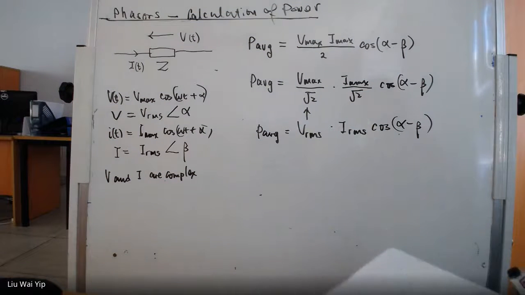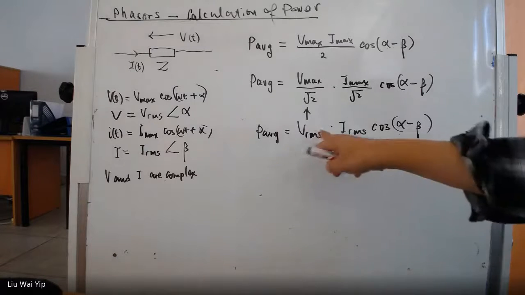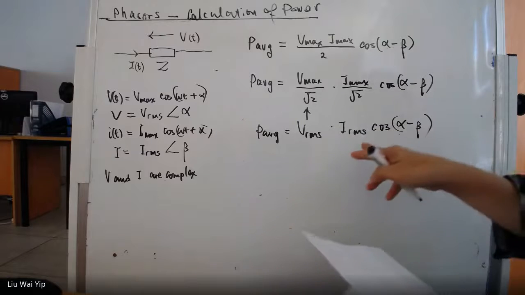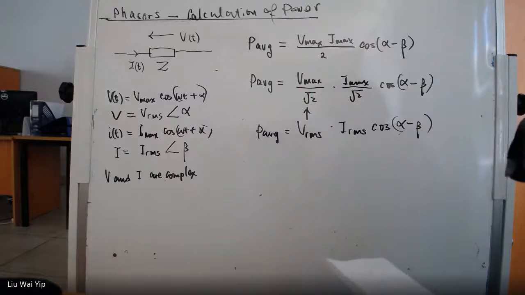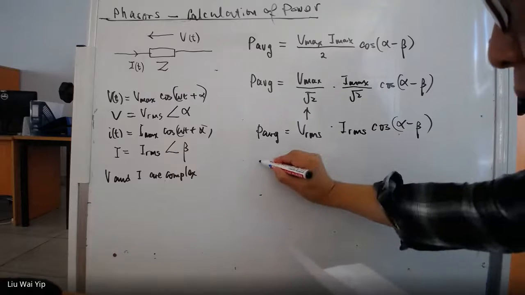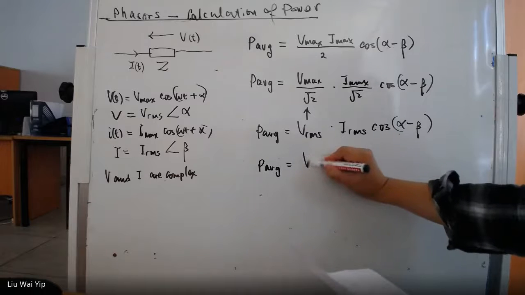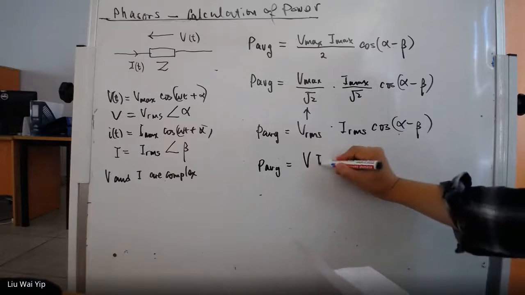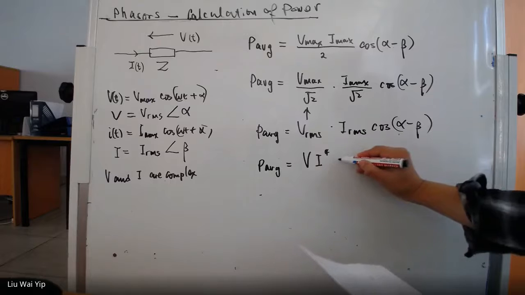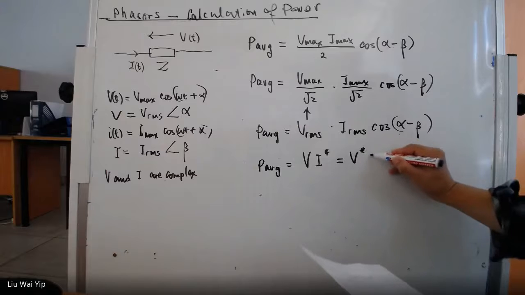Now, instead of using this complicated formula, do we have any way to calculate the power using phasors, using complex numbers? The answer is yes. P average is actually equal to the real part of V, the complex number, times I conjugate. Or equally, you can write this as V conjugate times I.